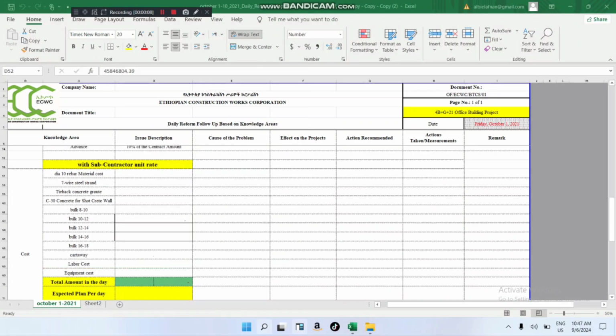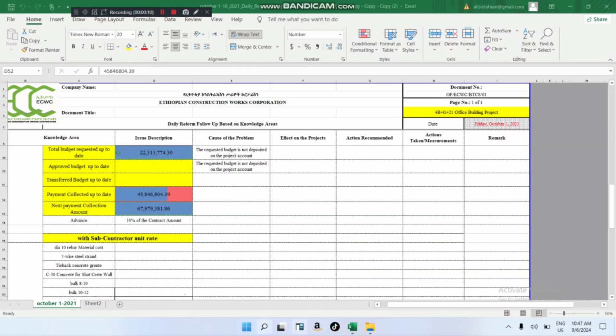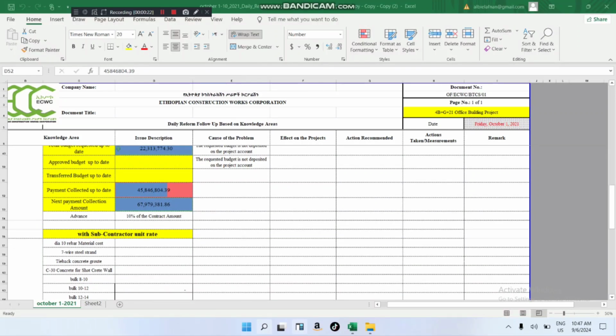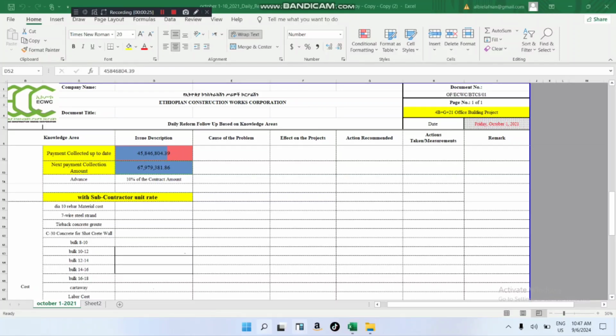For the next IPC, for example, you have more than one executed work, and you already paid for your IPC 1. For the next IPC 2, for the next actual executed work, this is it.